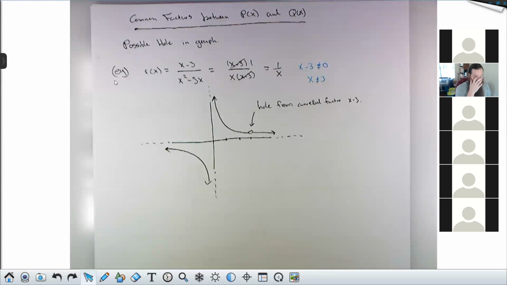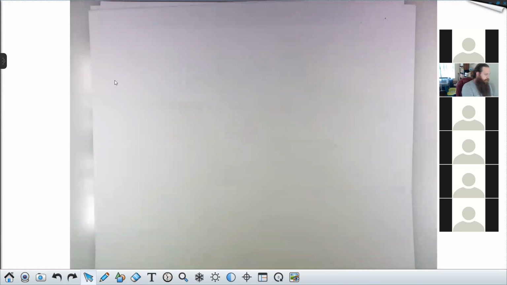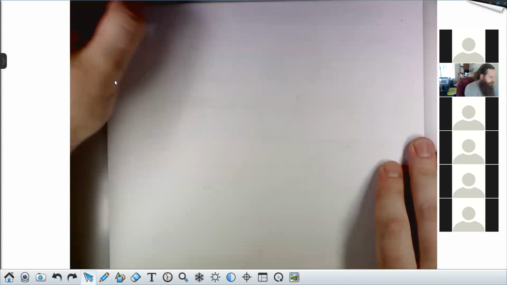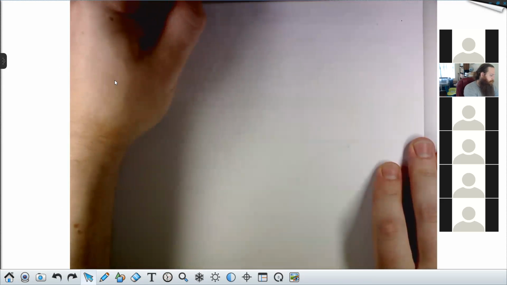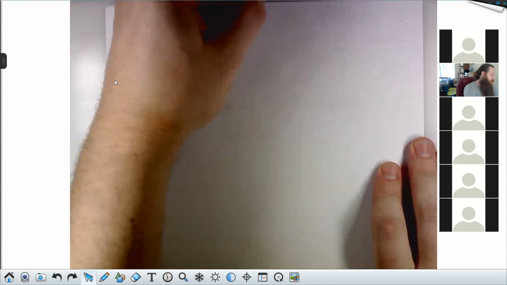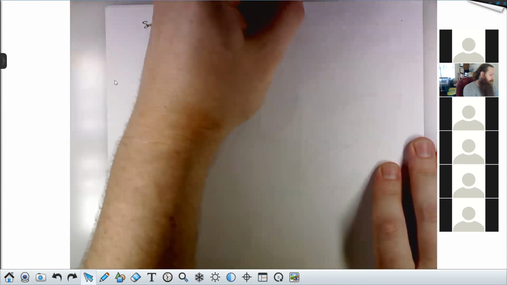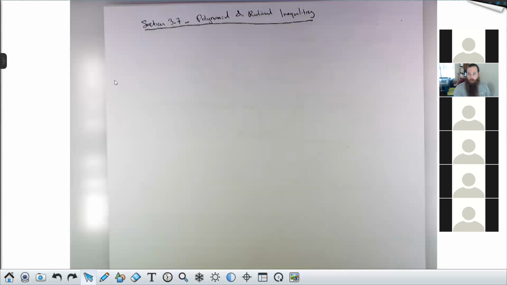So I'm going to go ahead and introduce the next section, and then I will show you the details next time. So the next section here is 3.7, and this is on polynomial and rational inequalities. And I'll say, if you do this homework set right, it's going to be one of the longer homework sets because there's a lot of algebra steps.